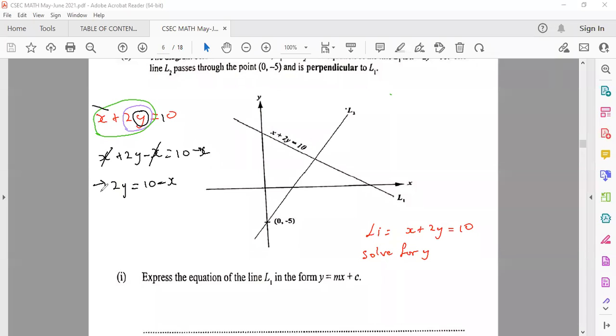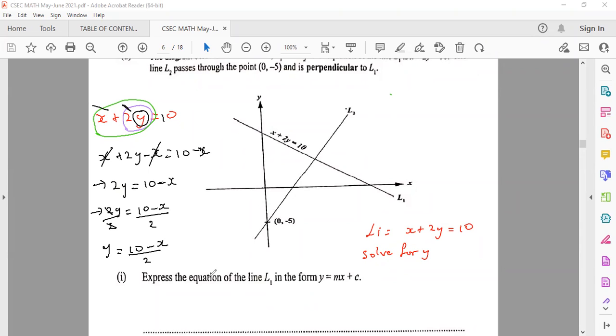Okay. The next thing that we do is that I want to get rid of the 2. 2 is multiplying, so on the other side it will divide. So it's 2y over 2 equal to 10 minus x, all of that divided by 2. So y is equal to, those two cancel, 10 minus x over 2.